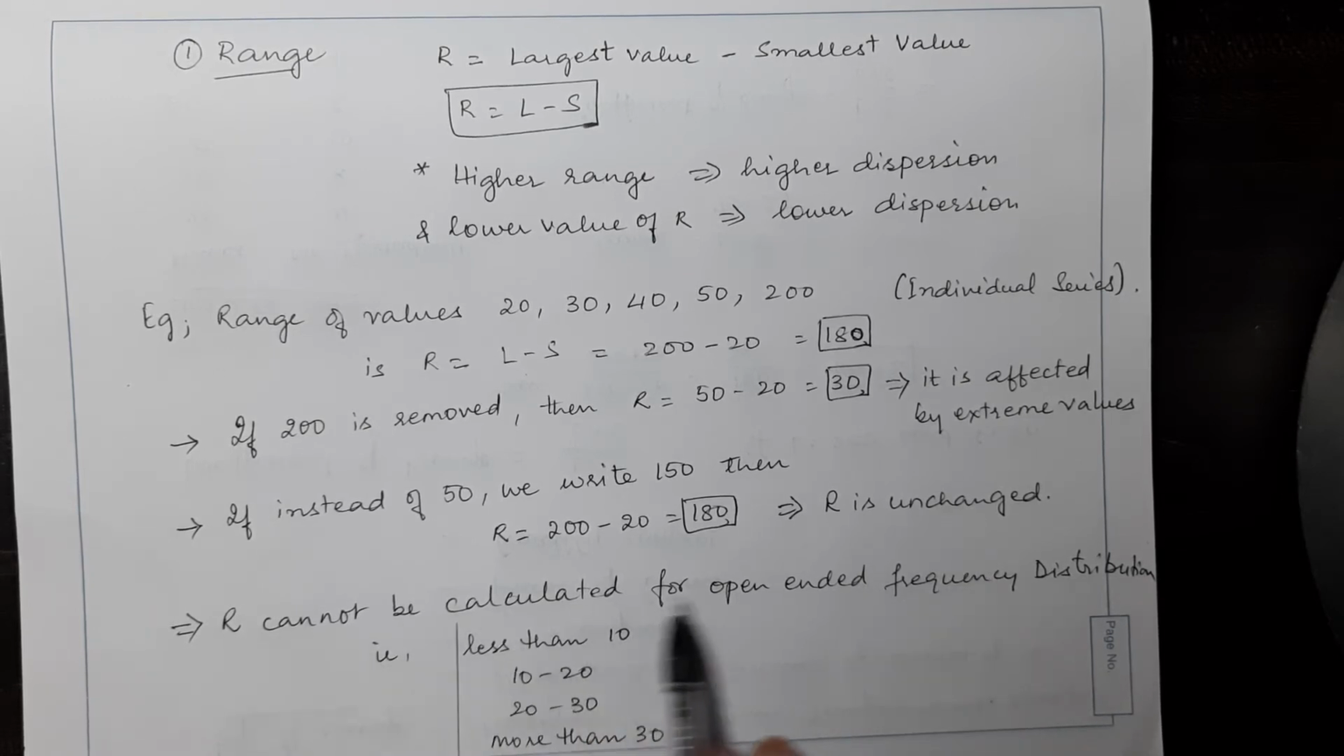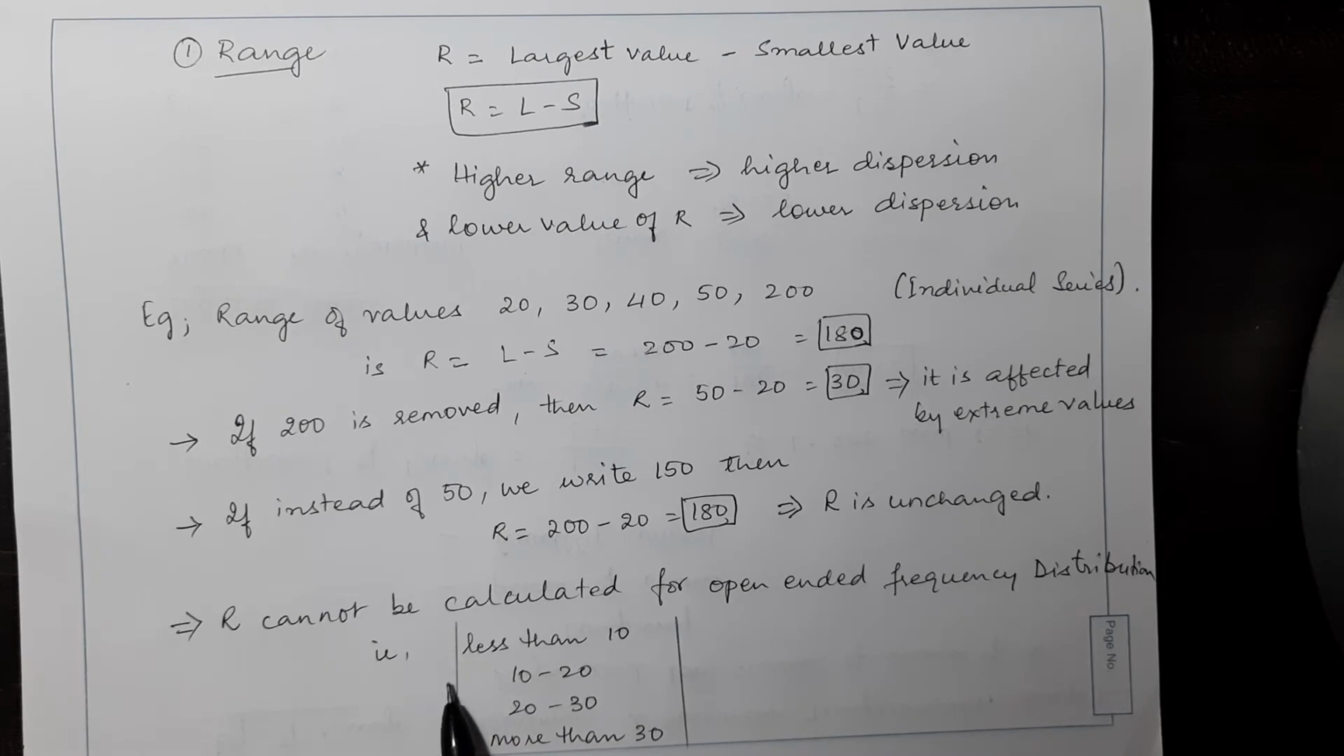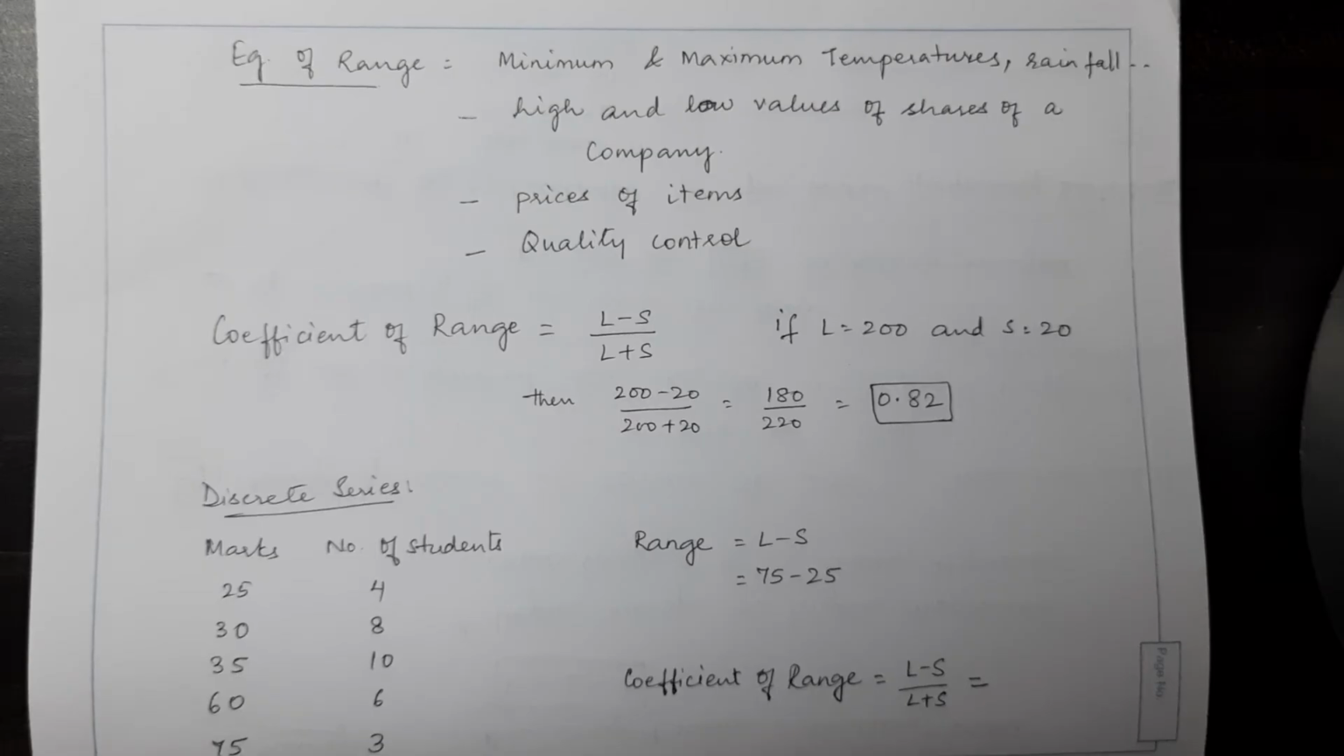Then R cannot be calculated for an open-ended frequency distribution. Why? Let us look at the open-ended distribution: less than 10, 10 to 20, 20 to 30, more than 30. Less than 10 does not give us the smallest value, and more than 30 does not give us the largest value. So range cannot be calculated for an open-ended frequency distribution. That is a limitation of range.